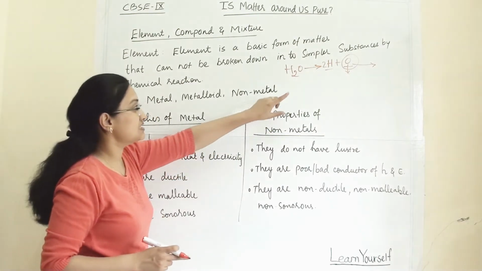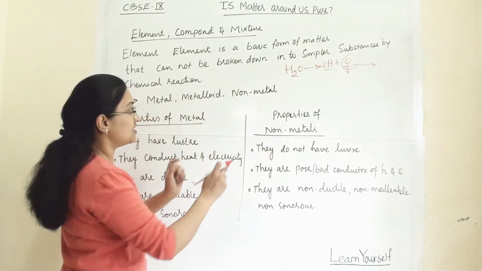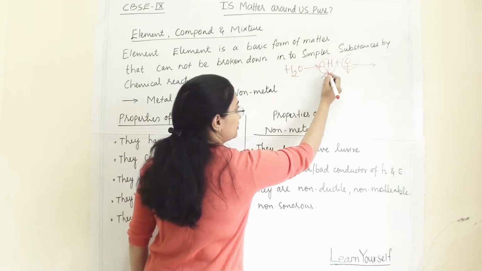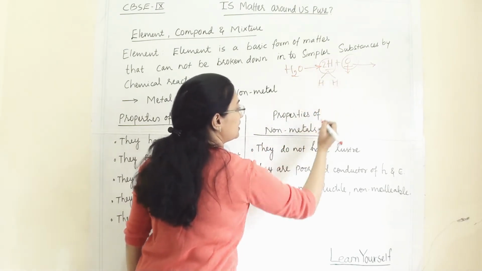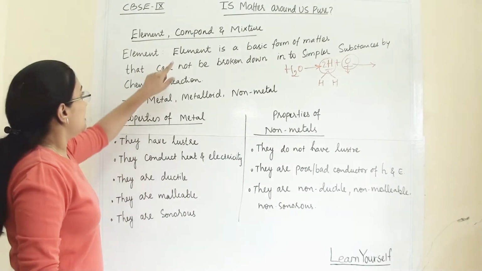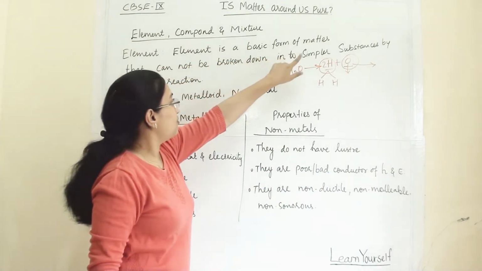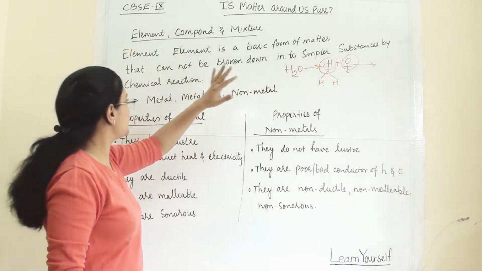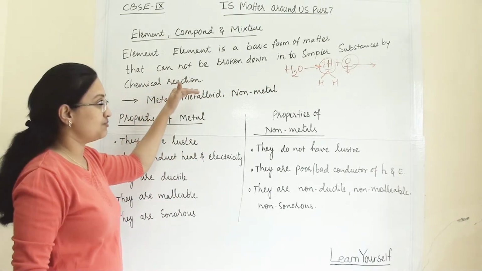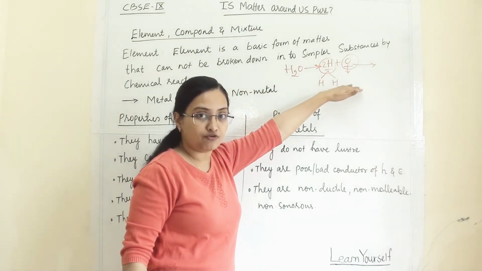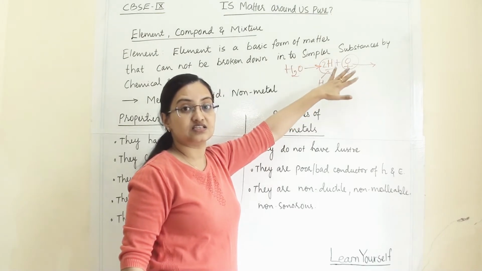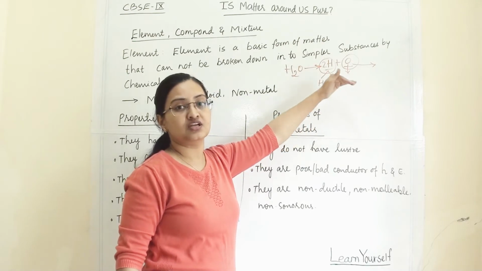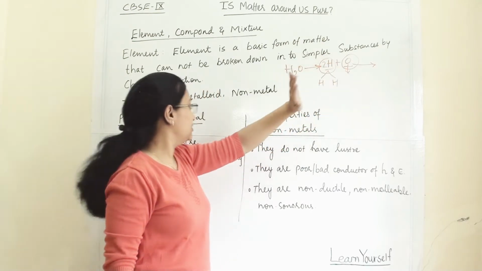So this is an element. Here also this is a hydrogen element, but here there are 2 atoms. So again you can make it into 1, 1. So an element is a basic form of matter that cannot be broken down into simpler substances by chemical reaction, because this is a very basic form of substance, the simplest form of substance. Further simplification cannot be possible.